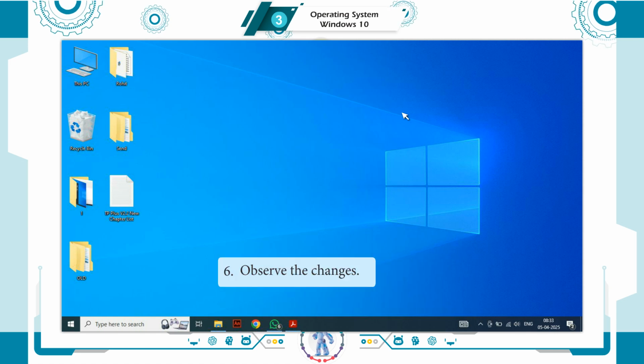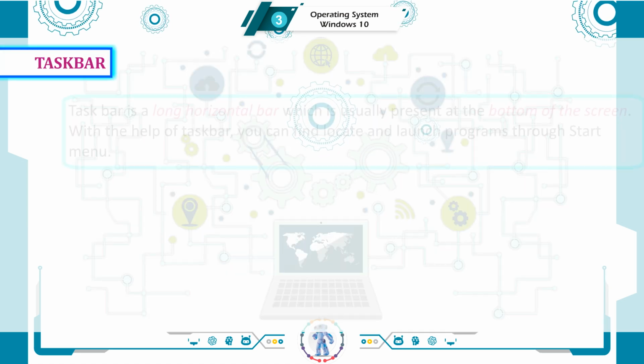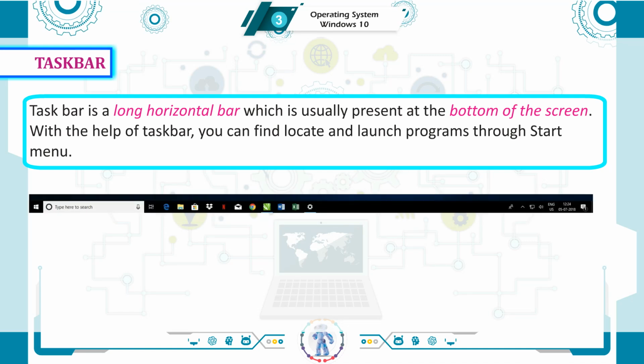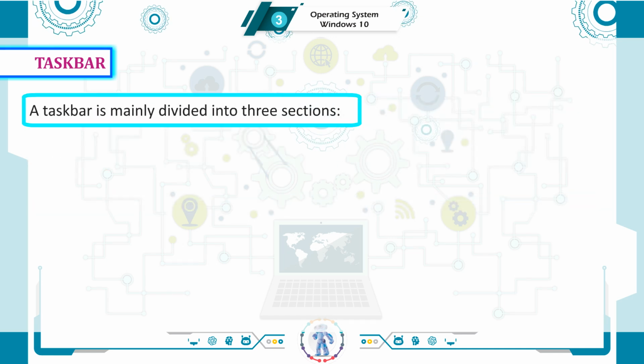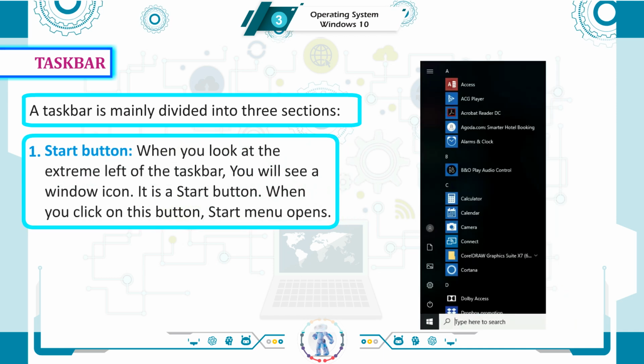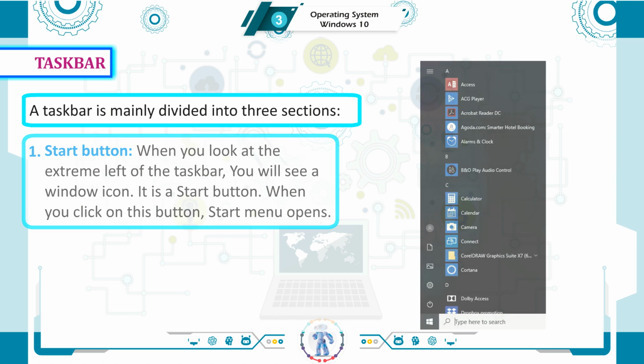6. Observe the changes. Taskbar. Taskbar is a long horizontal bar which is usually present at the bottom of the screen. With the help of the taskbar, you can find, locate and launch programs through the Start menu. A taskbar is mainly divided into 3 sections. 1. Start button. When you look at the extreme left of the taskbar, you will see a Windows icon. It is the Start button. When you click on this button, the Start menu opens.